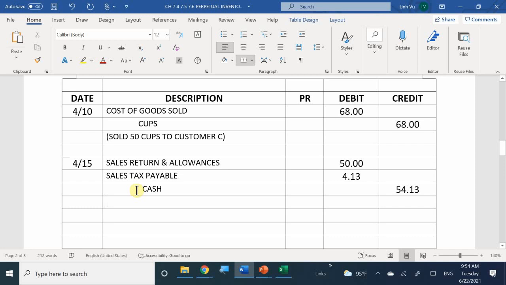So here, I'm going to make a note. Actually, I can wait till after. Because they returned the product back to me and requested a full refund, what do I need to also include? Inventory. Yes, because they're returning the product back to me, therefore I need to place it back into my inventory.